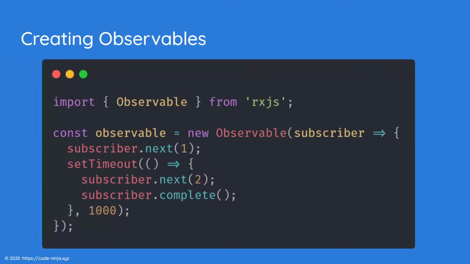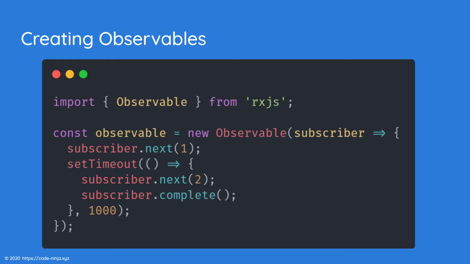You can create an observable by importing in the observable class from RxJS. You use the new keyword to create an instance of the observable class, and you need to pass in a callback as an argument to the constructor. Inside this callback, we ask the observable to emit events using the next method.